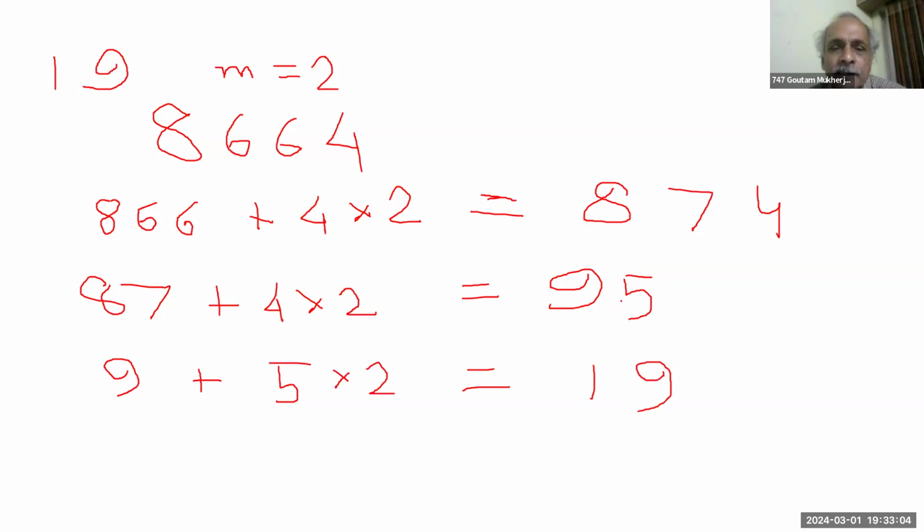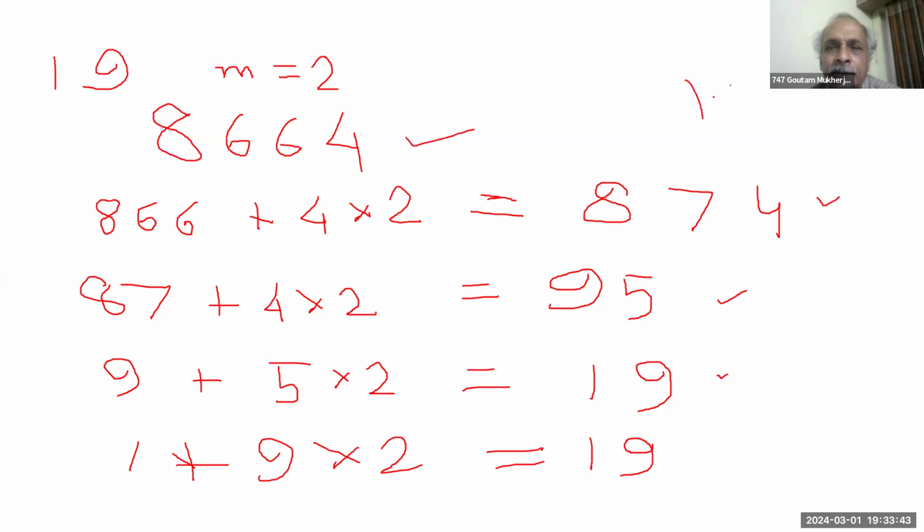Suppose you know that 19 is a multiple. So immediately here itself, you don't have to go to the last step. Here itself, you can understand this is divisible by 19. Or if you want, you can also go to the next step: 1 plus 9 into 2. It comes back again and again. How many times doesn't matter. Every time it will come back to 19. So therefore 19, 95, 874, 8664 are all divisible by 19.